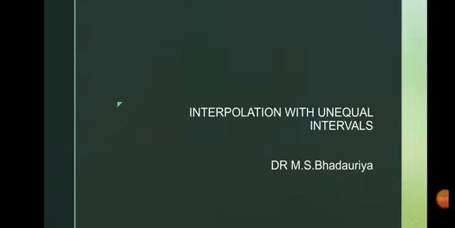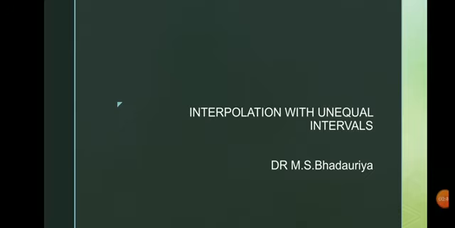Today I am going to discuss interpolation with unequal interval. So we know that y is equal to f(x) be a function of x, then interpolation is the process of finding the value of y for any intermediate value of x between the given interval.